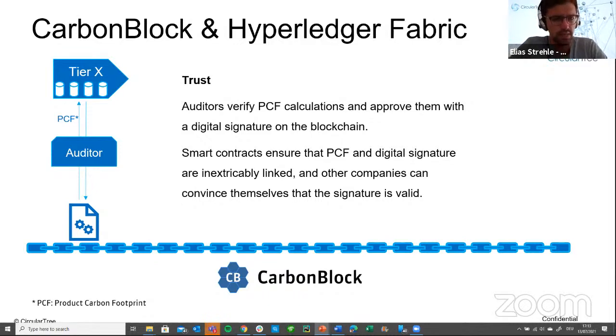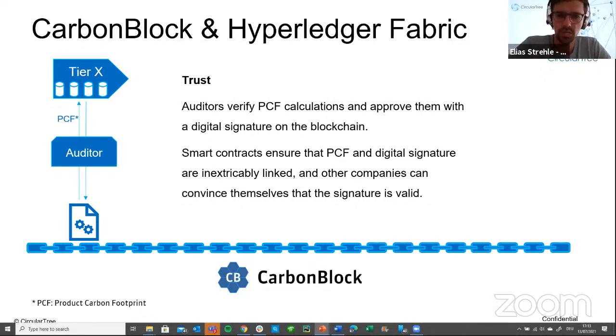This is a bit complex because PCFs can be very complex. And as I said, a lot of the data that goes into the calculation must remain secret. So we can't really do these calculations within a smart contract on the blockchain. But what we do instead is that we have an auditor role. So selected auditors can verify the PCF calculations with the company and then approve them with a digital signature on the blockchain. So this is a digital seal of approval that the PCF has been calculated according to predefined standards.